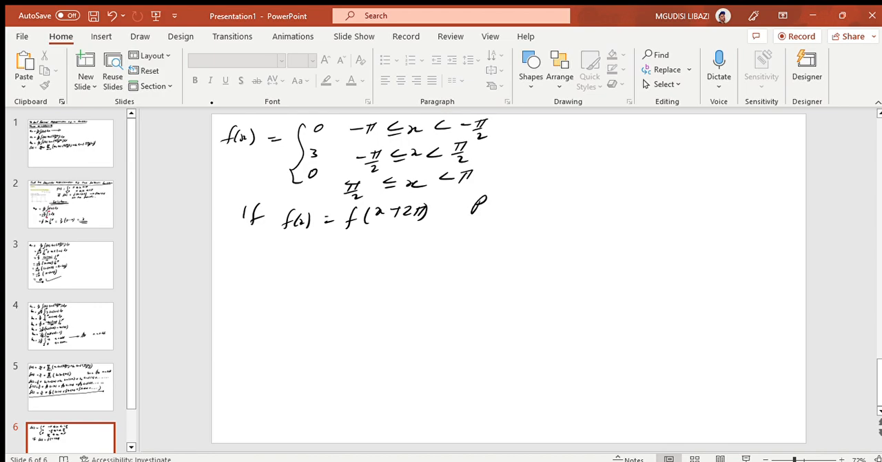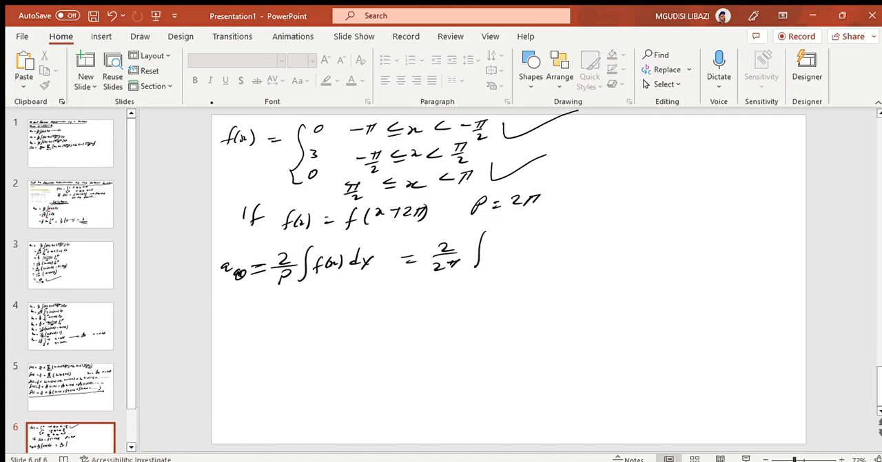So our period p will be 2 pi. First of all, we find a of 0, which will be 2 over the period, integral of f of x dx. That's going to be 2 divided by 2 pi, integral. Again, I'm going to ignore the first part and the third part of the function because they are 0. But if the question requires you to show, you can show them. At the end of the day, those terms will disappear.